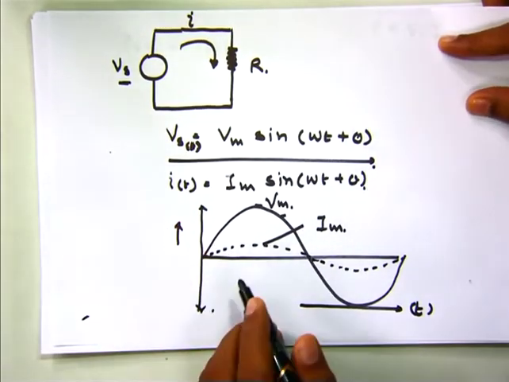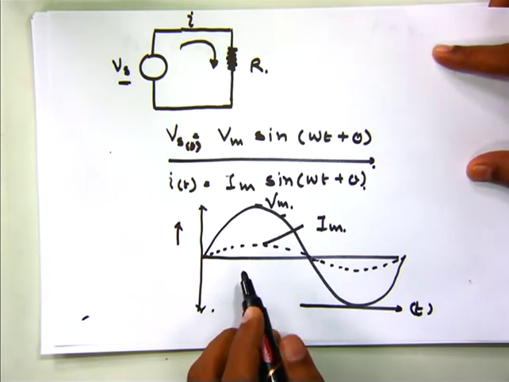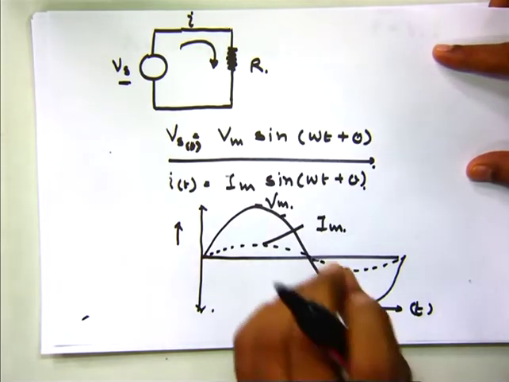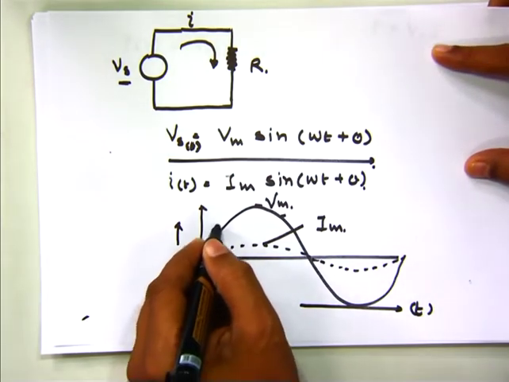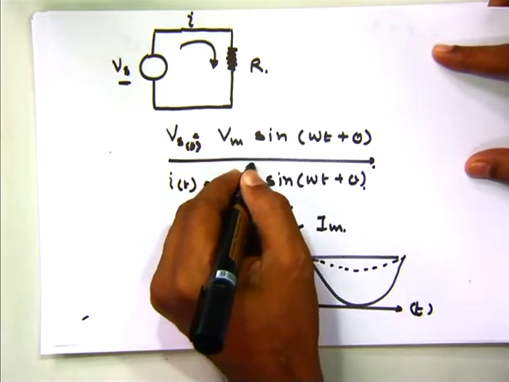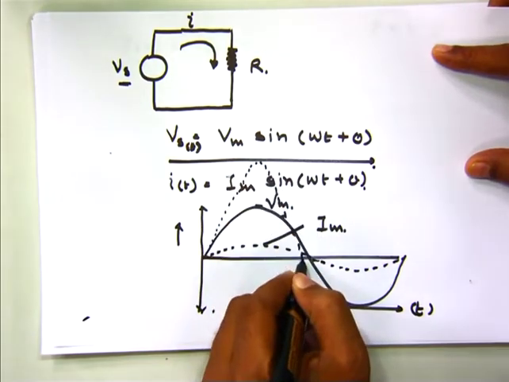So here, if I want to find the power in a purely resistive circuit, I can draw the waveform of power like this.